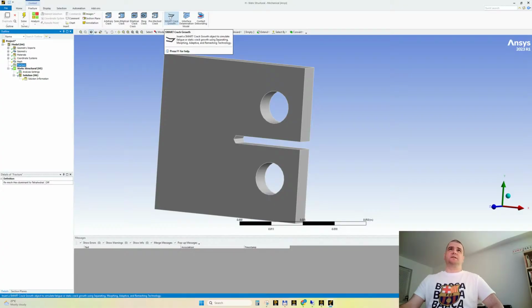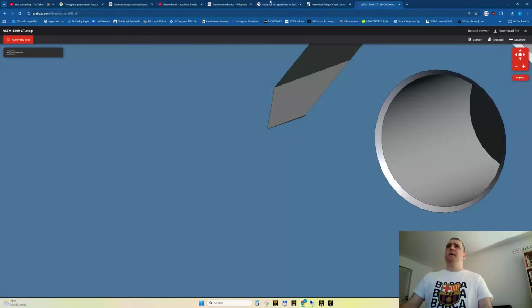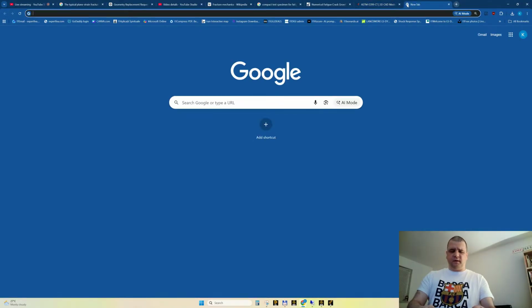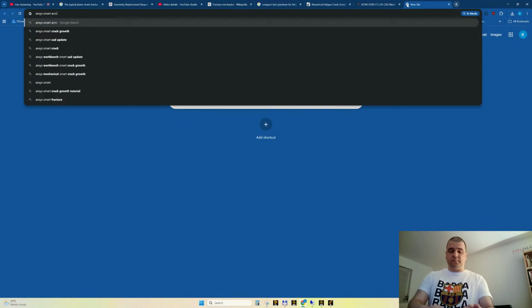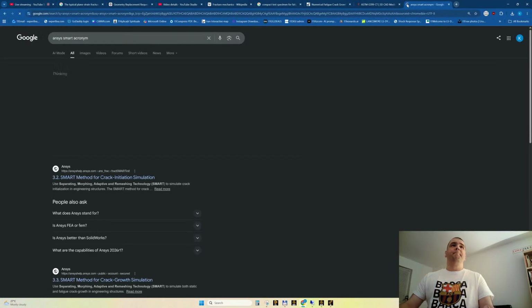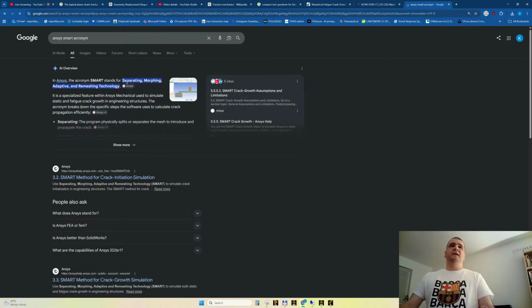And this custom XFEM is called SMART, which SMART is an abbreviation for, let's see for what. It was morphing something SMART, ANSYS SMART acronym. Yeah, separating, morphing, adaptive, and remeshing technology. Yes, this is what SMART is about.